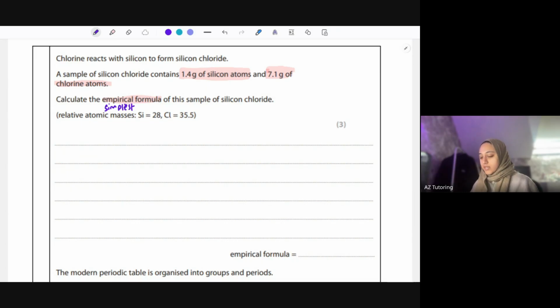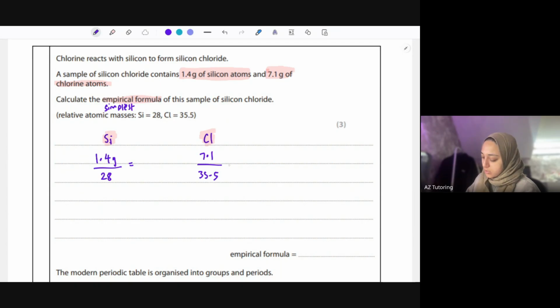Okay, so we've got the relative atomic masses as well. So we'll do both of them separately. We've got the silicon and we've got the chlorine. So what you do is you get the mass of what there is. So we know there's 1.4 grams of silicon, and you divide that by the AR, so the relative atomic mass of silicon, which is 28. We do the same thing for chlorine. So chlorine, we've got 7.1. Let me just highlight these. And we're dividing that by the relative atomic mass of chlorine, which is 35.5.